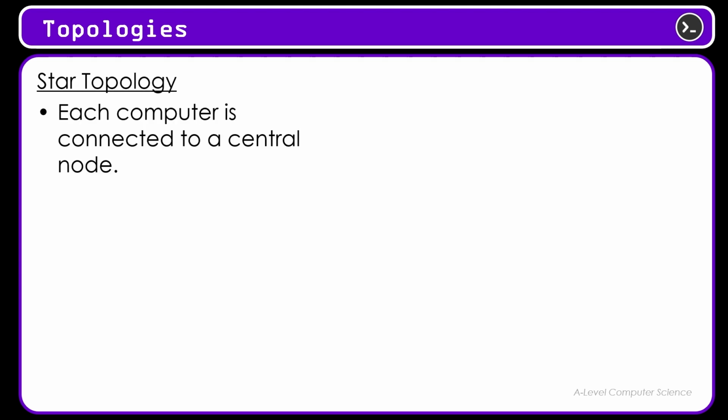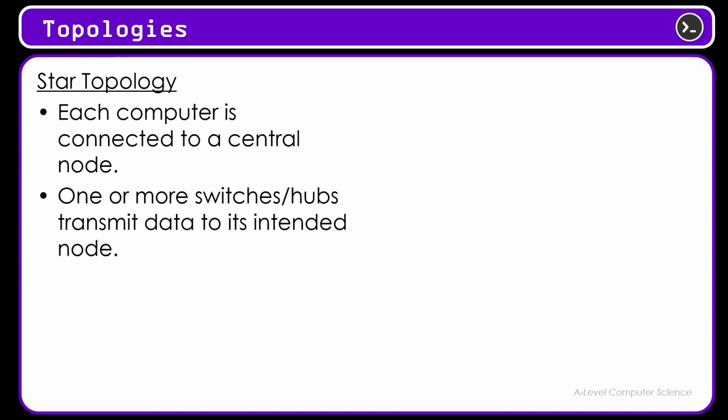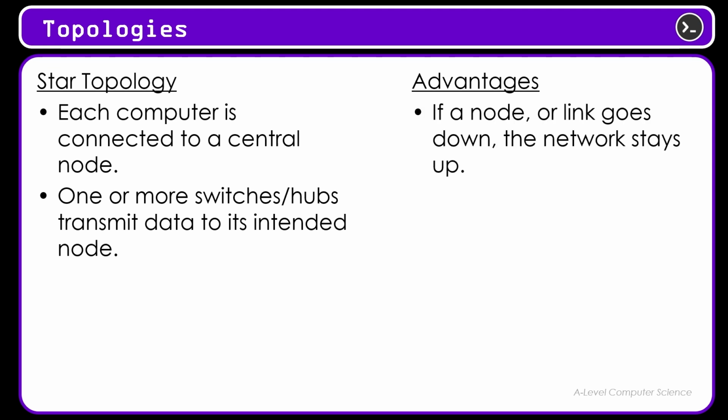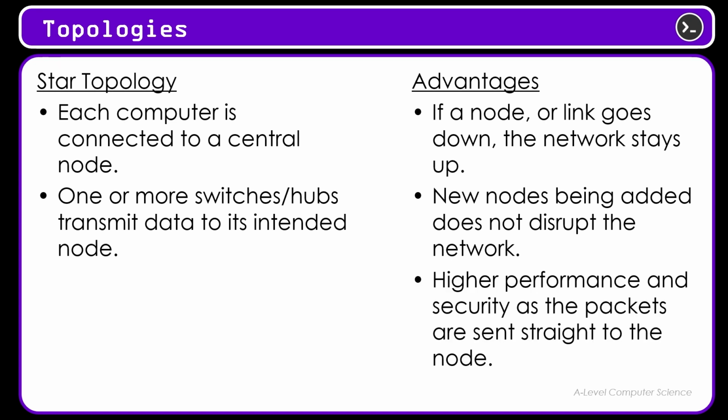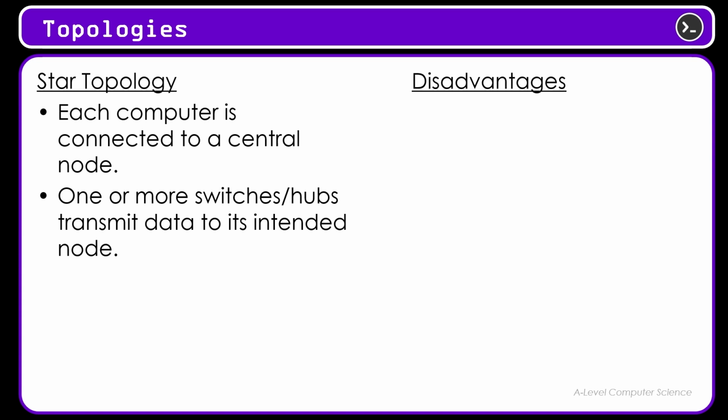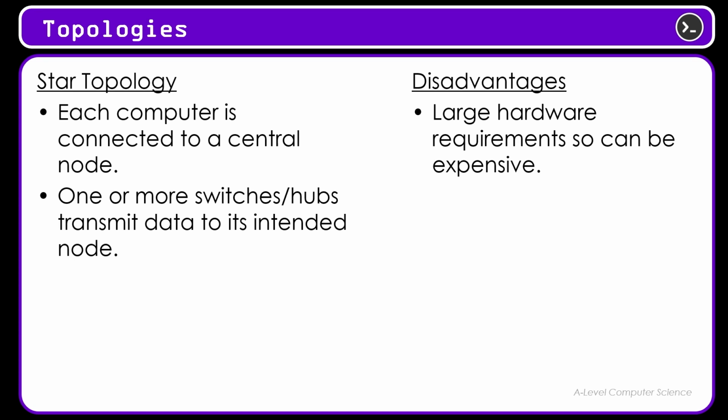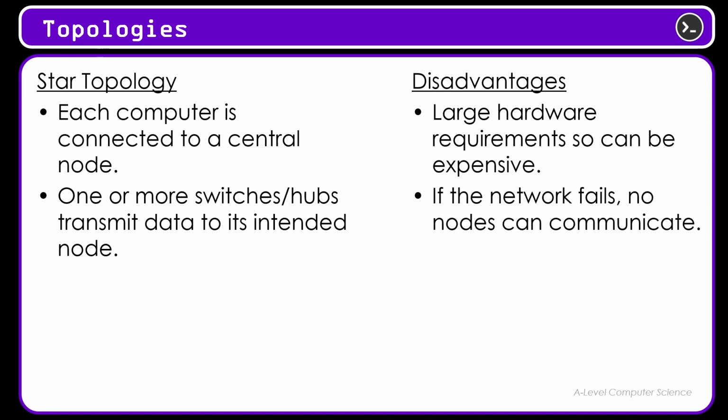Star topology: this is where each computer is connected to a central node, and there are usually one or more switches and hubs to transmit the data to each node. This means that if a node goes down or a link goes down, the network stays up. Just that one device will be unable to access the network, and adding a new node will not disrupt the network. It has higher performance and security as the packets are sent directly to each node. However, this has large hardware requirements, so it can be quite expensive. And if the central node fails, none of the nodes can communicate together at all.